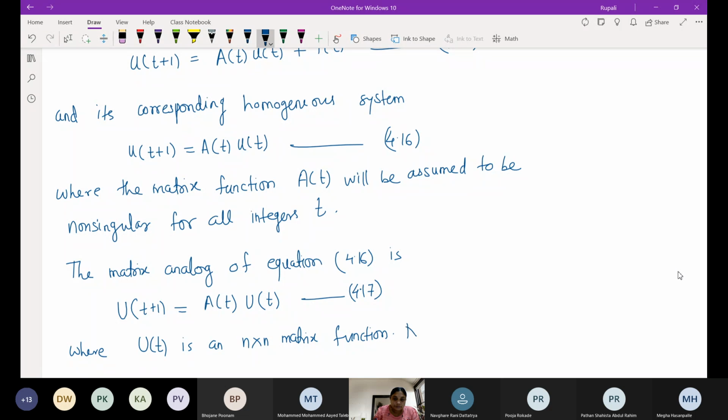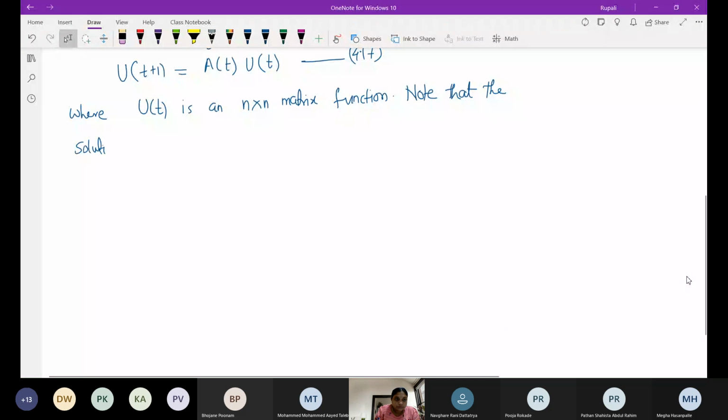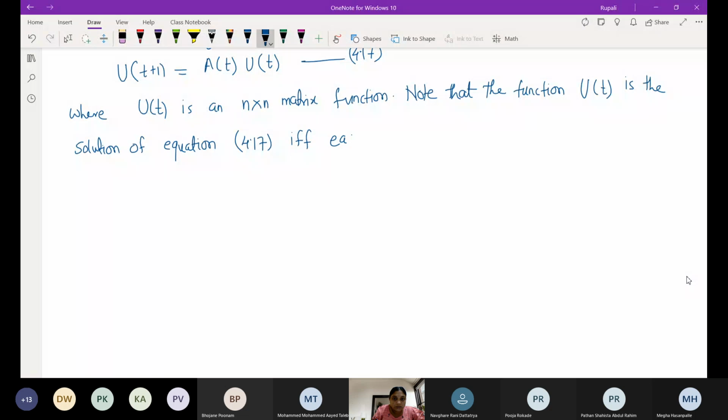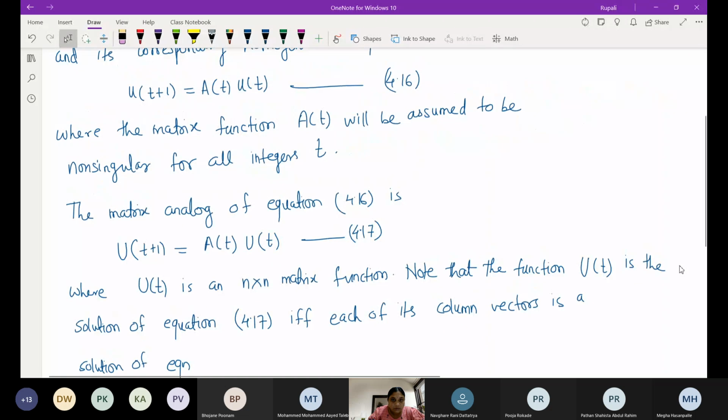Note that the function capital U of t is a solution of equation 4.17 if and only if each of its column vectors is a solution of the homogeneous equation 4.16.